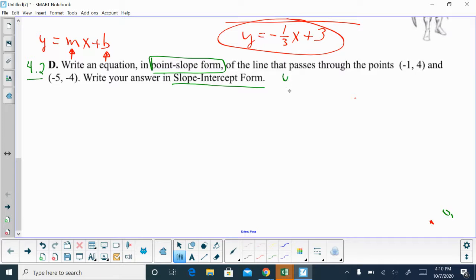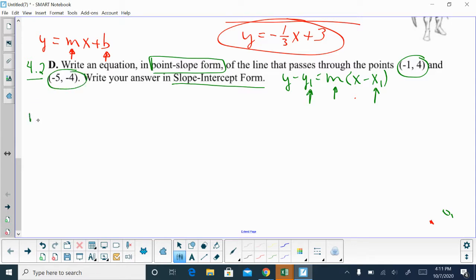So recall point slope form, y minus y1 is equal to m times x minus x1. And the 2 distinctive pieces of information we need: coordinates for the point that it goes through, and then the slope. All right, well, we're not given the slope in this case, but I have 2 points, and those 2 points will help me determine that slope, that rate of change for that line.